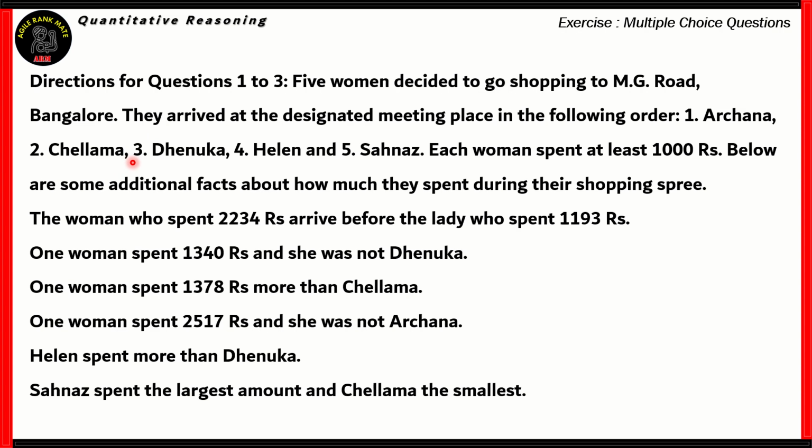So, having looked at the questions, let's decipher this particular set of directions. First of all, in order to simplify stuff, let's rename the women as A, C, D, H, and S respectively. So let's write down the clues first. The first clue is the order of the women who came to the meeting place. So A comes first, then C, then D, then H, and the final woman being S.